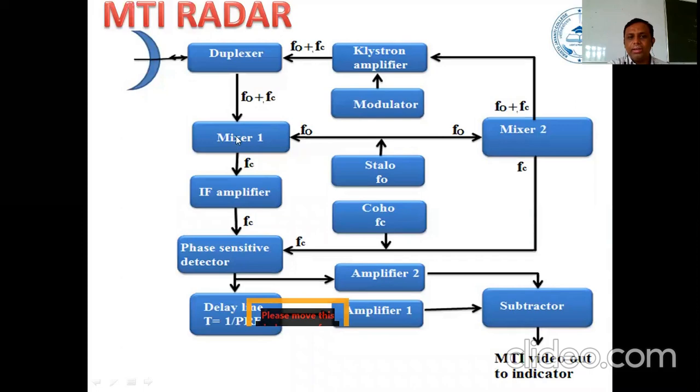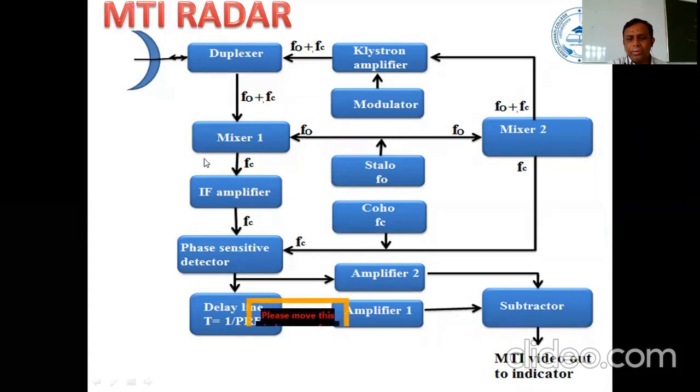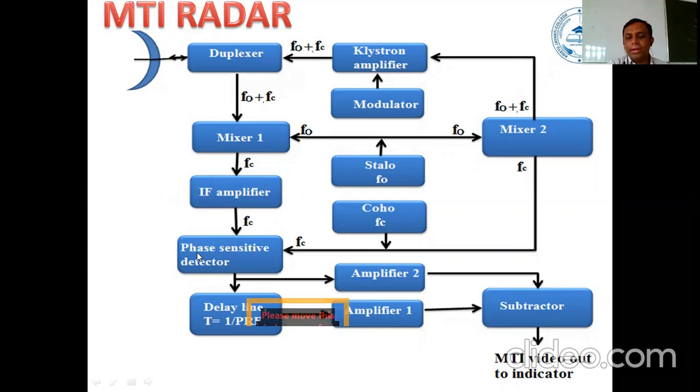We have another mixer here. The job of a mixer is either to add or to subtract the signals. Here mixer 1 subtracts the two signals: F naught plus FC minus F naught. F naught and F naught cancel, and I get FC. We amplify this frequency with the help of an IF amplifier, and the output is given to a phase sensitive detector.